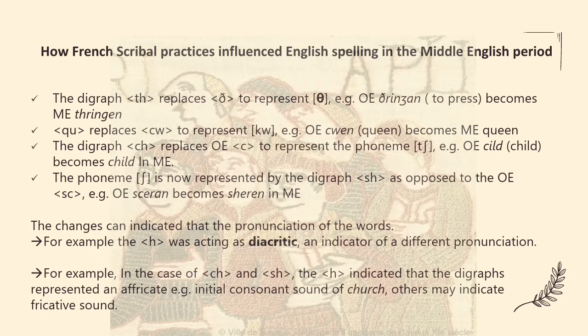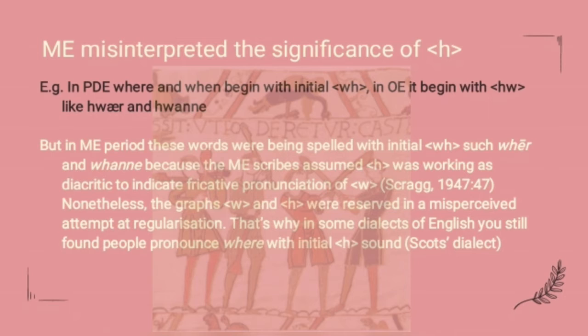Next, Middle English misinterpreted the significance of the letter H. In present-day English, where and when begin with initial w. In Old English, they began with hw, like hwær and hwænne. But in the Middle English period, these words were being spelled with initial wh, such as where and when, because the Middle English scribes assumed that the letter H was working as a diacritic to indicate a fricative pronunciation of the letter W. This is according to Scragg. Nonetheless, the graphs W and H were reversed in a misperceived attempt at regularization.